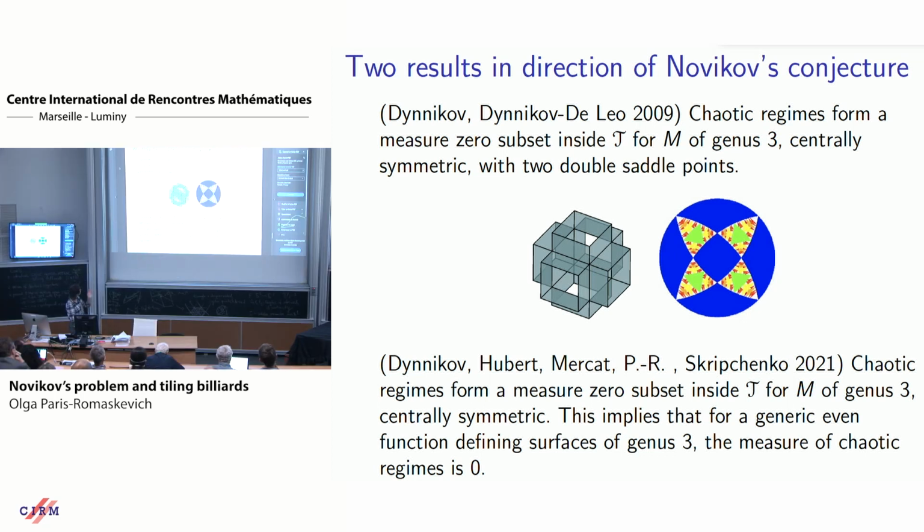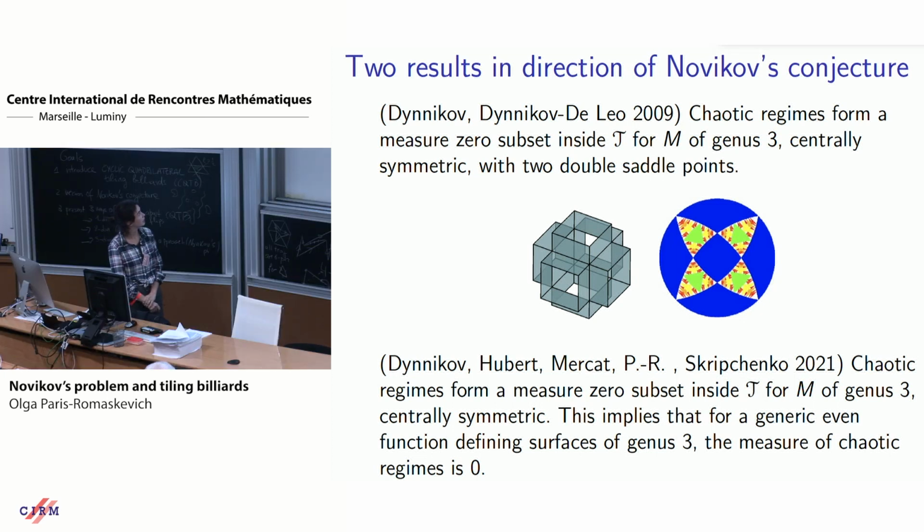The first has been proven in 2009 by Hennenfent and De Leo, based on the work of Hennenfent in 1997, that if you restrict yourself to the surfaces of genus 3 with central symmetry, and also with this technical condition of double saddle points, then your chaotic regimes form a measure 0 subset.